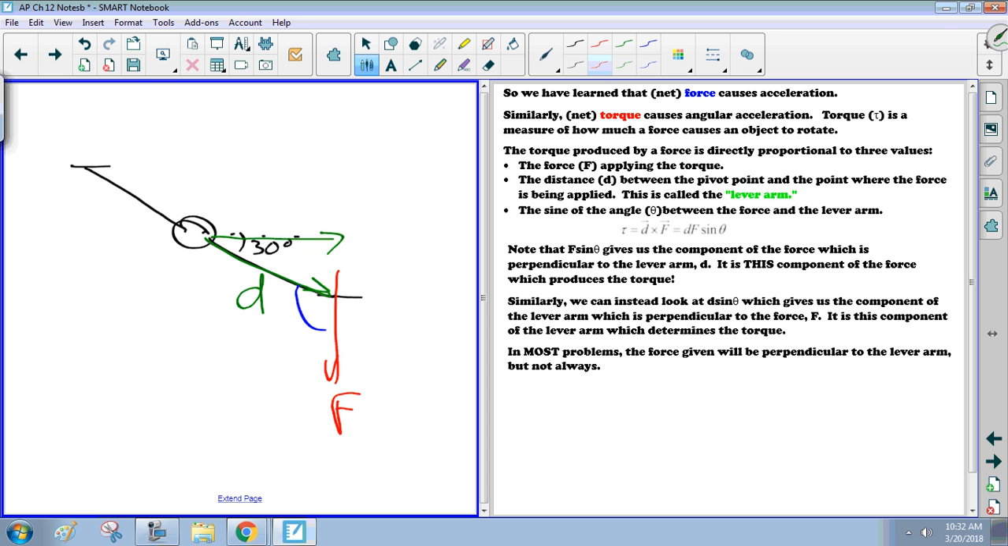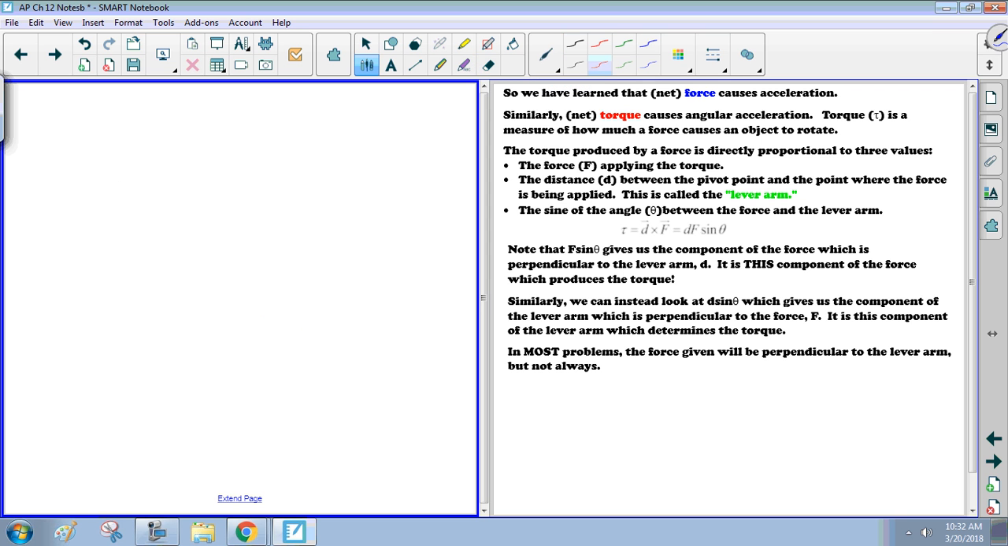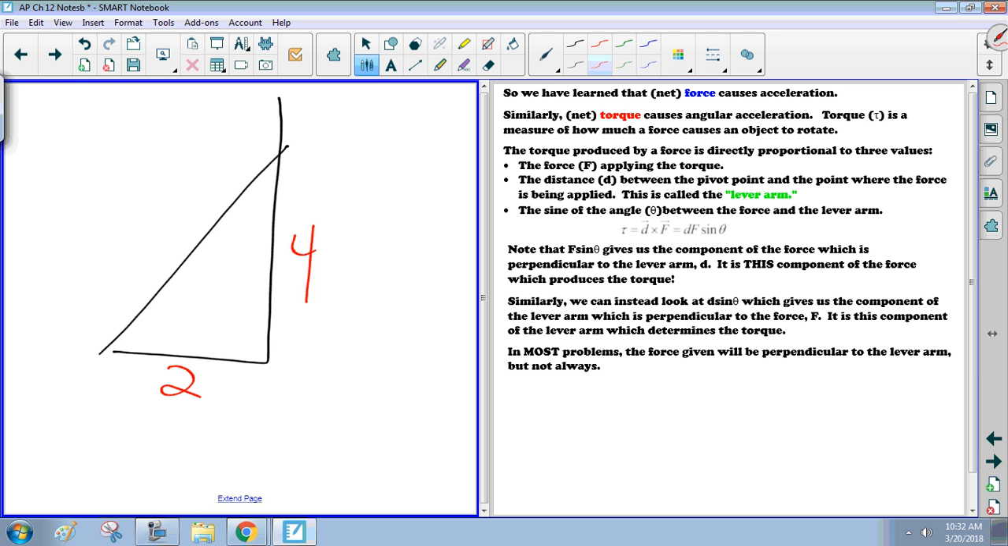Yes. Correct. Or another example, and we're going to do one like this in a minute. Suppose you've got a ladder leaning against a wall. Maybe I tell you that this distance here is 2 meters, and that this distance here is 4 meters, and I give you the mass of the ladder, and I want to figure out how much torque the ladder is producing around this pivot point.